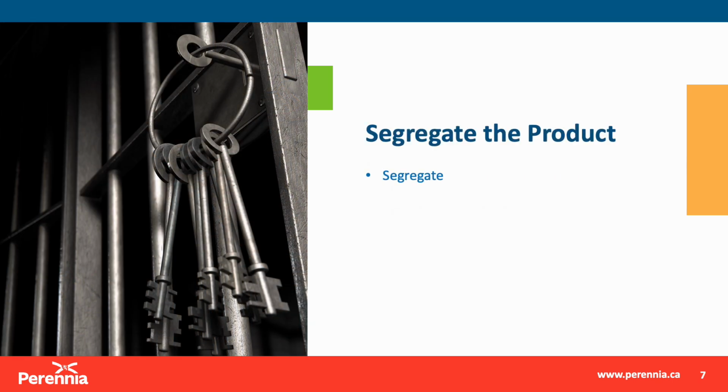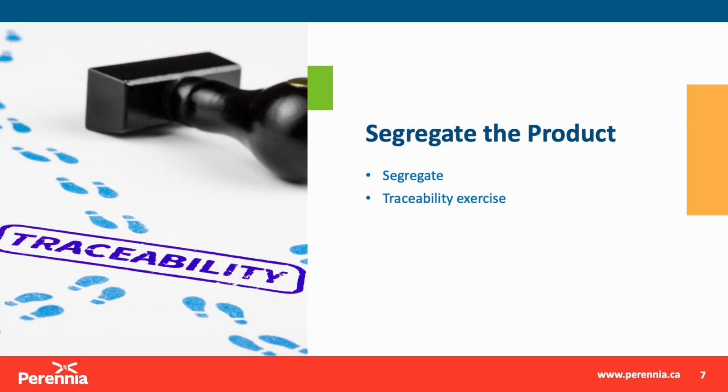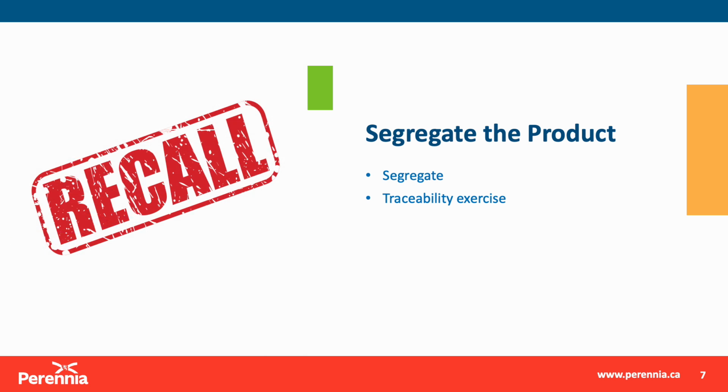Next, you'll need to segregate any affected product and complete a traceability exercise to ensure you can account for and trace all affected product. Ensure any discrepancies are investigated. If the incident is serious and product has left your control, you will then need to initiate your recall plan.